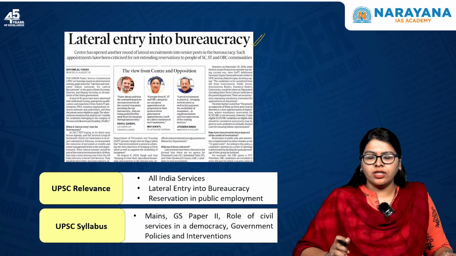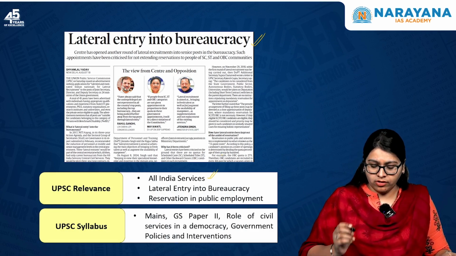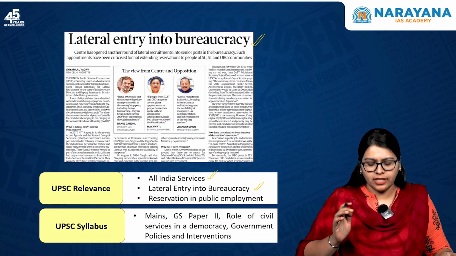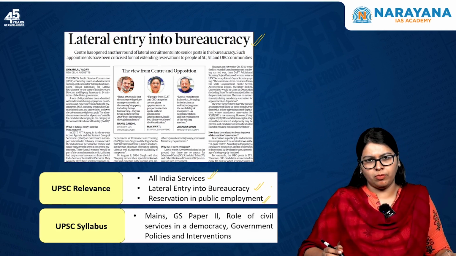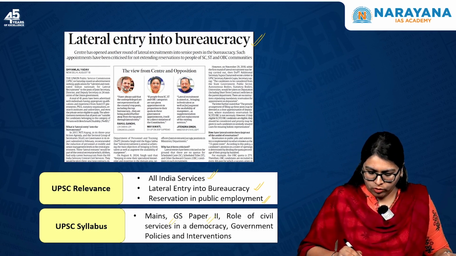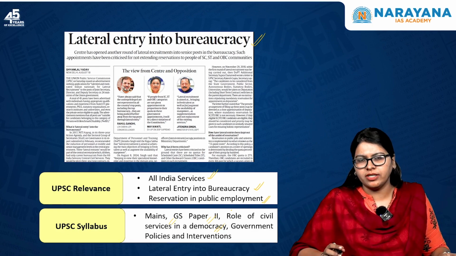Okay. So in this particular article, we'll be discussing the All India Services and also the concept of lateral entry into bureaucracy, the relevant provisions, and also reservation in public employment. And this particular topic can be mapped to Mains GS Paper 2 under role of civil services in a democracy as well as government policies and interventions.